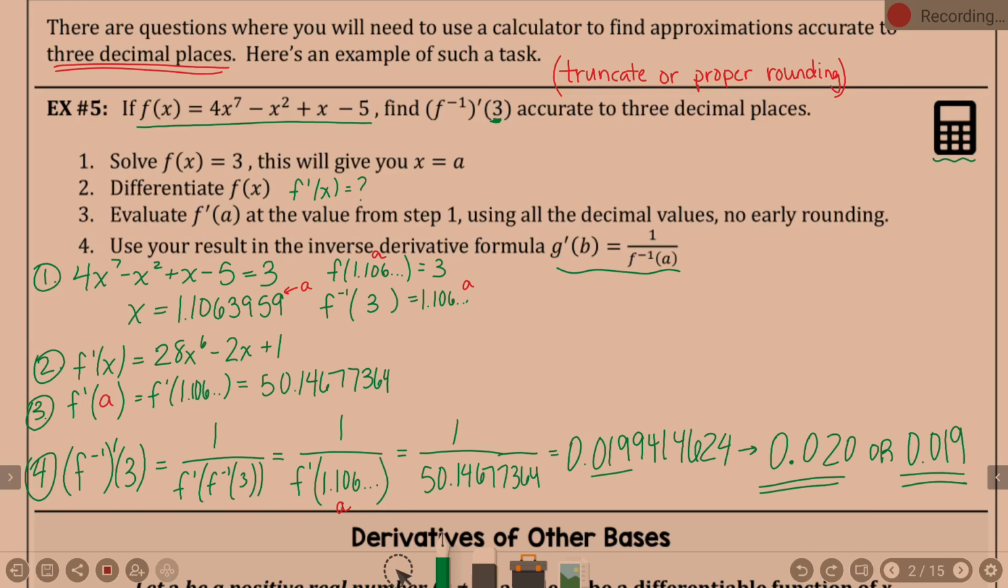This is a hack. So I'm not great with that. It's something I should probably get better on. Did you type something in wrong? 4x to the 7th minus x squared plus x minus 5 equals 3.